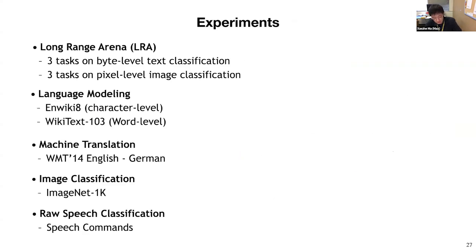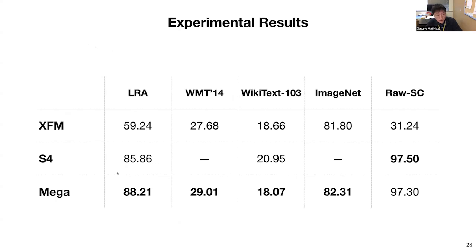And here are some preliminary experiments we conducted for the Mega architecture. We conduct experiments on Long Range Arena and language modeling with enwik8 and WikiText-103, and also some machine translation benchmarks, image classification on ImageNet, and raw speech classification on Speech Commands. And here are the results.